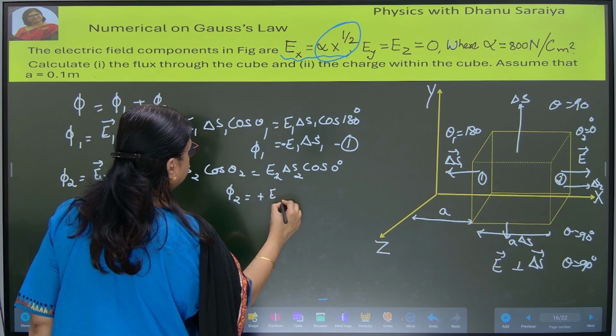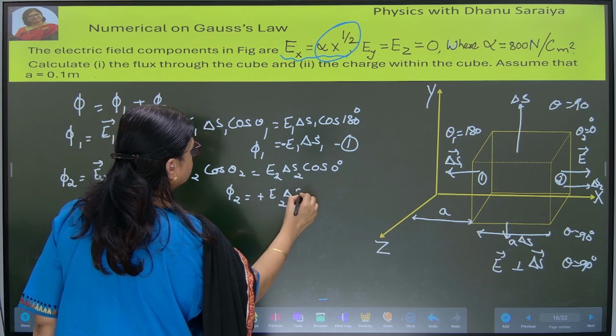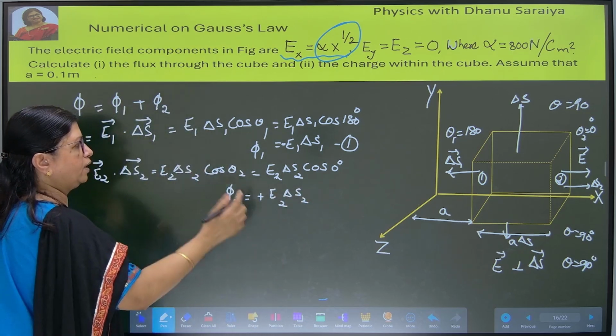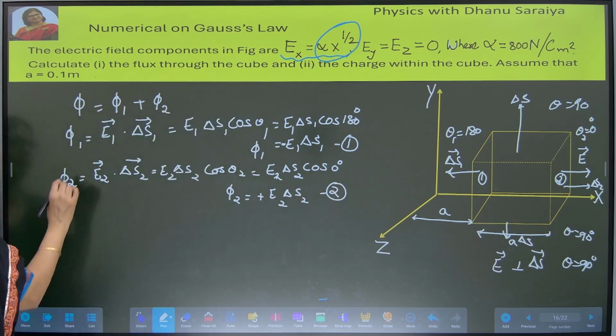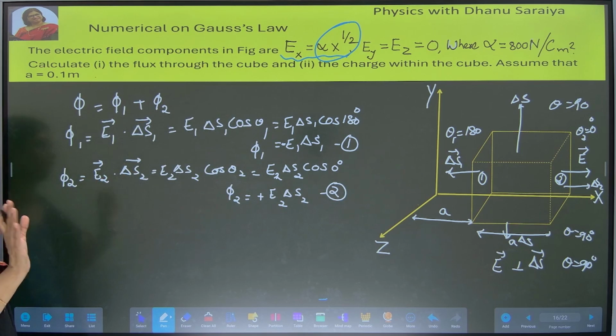Positive E2 delta S2 cos 0 is 1. Let me name this as equation number 2. So what is my phi 1 plus phi 2? Phi 1 and phi 2 are ready with me.